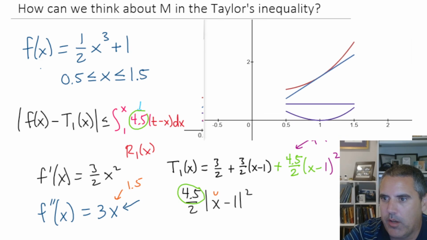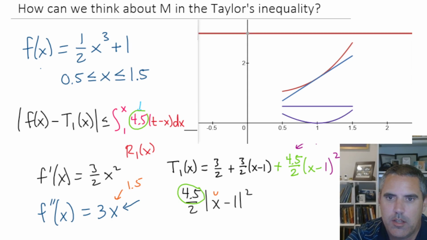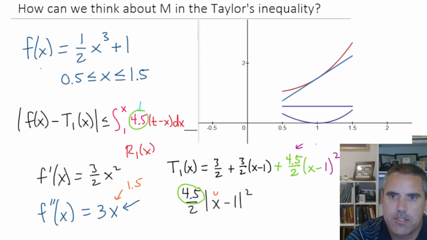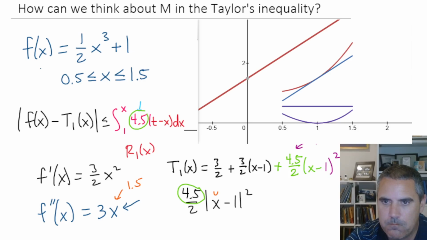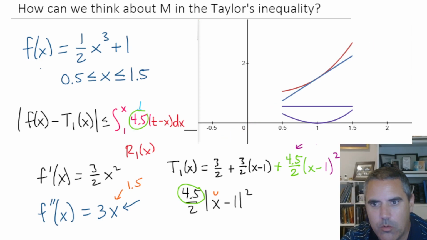So look at that red function. That's the one that I was given. Now I'm going to graph a new one, and it's going to go y equals 3 halves plus 3 halves (x minus 1), and let's call that orange or something. And now I'm going to add 4.5 over 2 times (x minus 1) to the second.